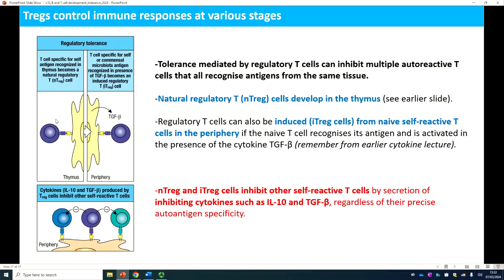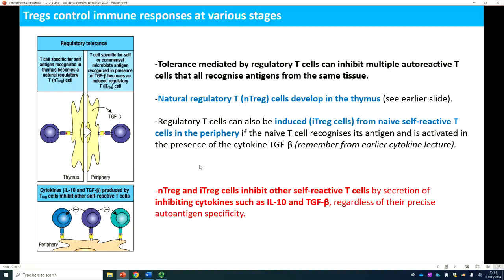So you can see that we've got two Tregs here. We've got the ones from the thymus, so the natural Tregs, and then we've got our induced Tregs in the periphery. But essentially, they play the same role in that they can inhibit other self-reactive T cells, and they do this by secreting IL-10 and TGF-beta. So if you think back to the lecture on cytokines, these were two of the effector cytokines that are produced by Tregs in order to suppress the immune response.